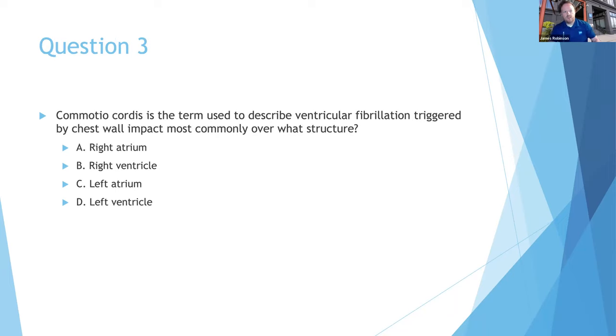Okay, we'll go on to question number three. Commotio cordis is the term used to describe ventricular fibrillation triggered by a chest wall impact, most commonly over what structure? A, the right atrium, B, the right ventricle, C, the left atrium, or D, the left ventricle.